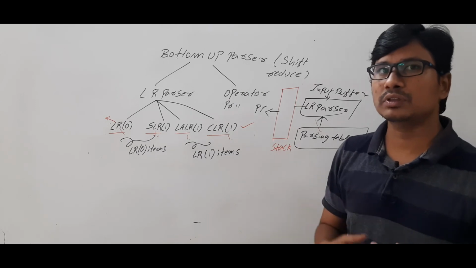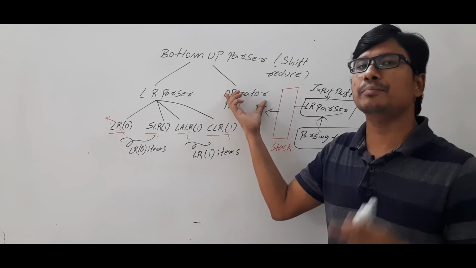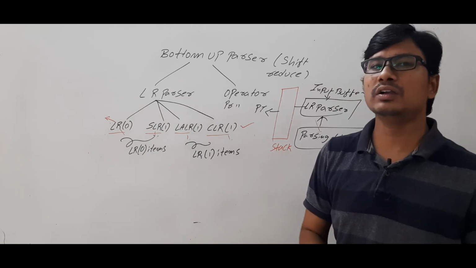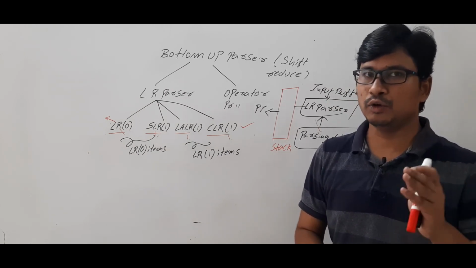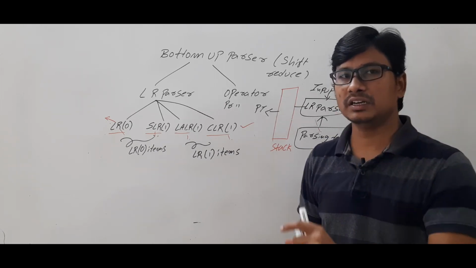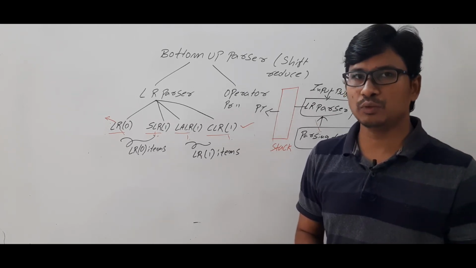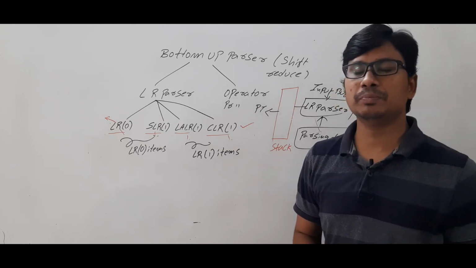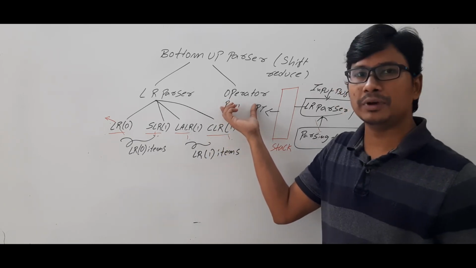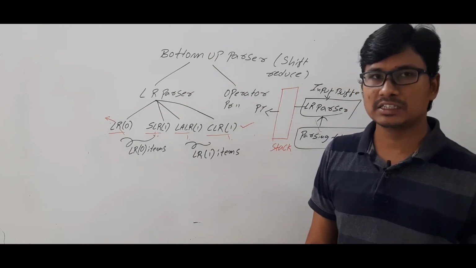Then we will discuss the operator precedence parser. Only this parser will accept the ambiguous grammar. The remaining top-down parsers and LR parsers will not accept the ambiguous grammar. I hope by this time you know what an ambiguous grammar is. For a grammar, for a particular string, if we have more than one leftmost derivation or more than one rightmost derivation or more than one parse tree, we call it an ambiguous grammar. Only the operator precedence parser will allow such grammars. The remaining parsers will not accept such grammars.